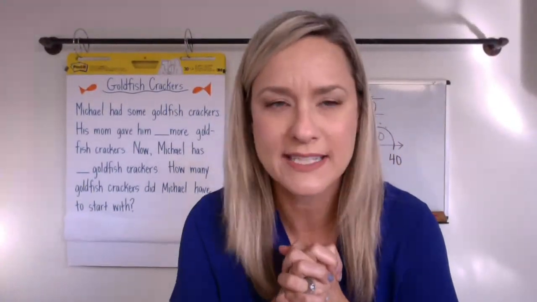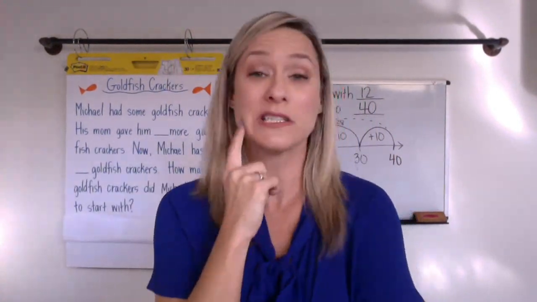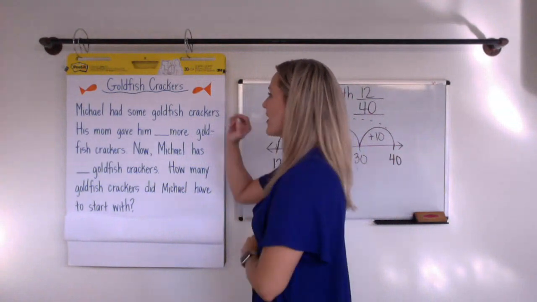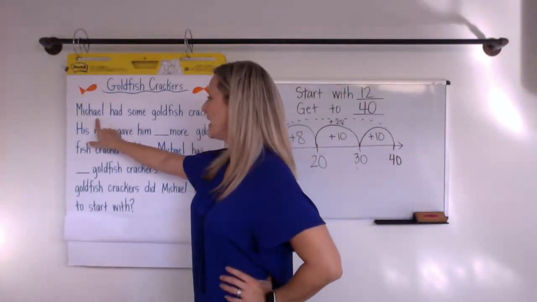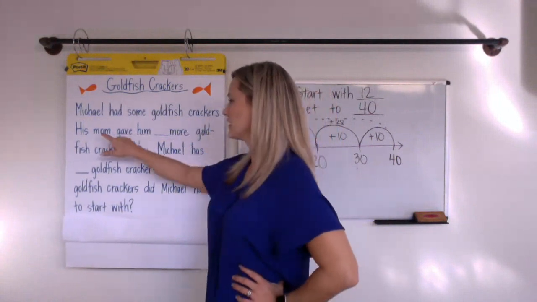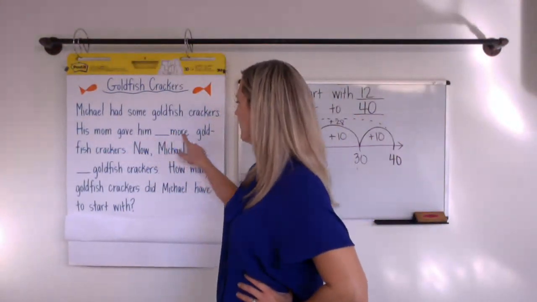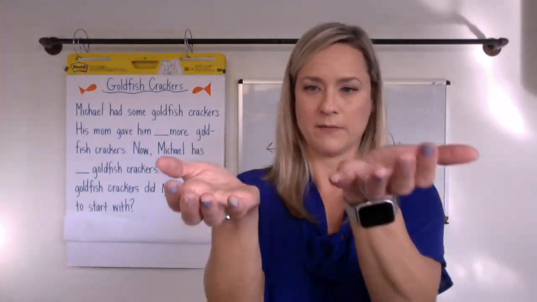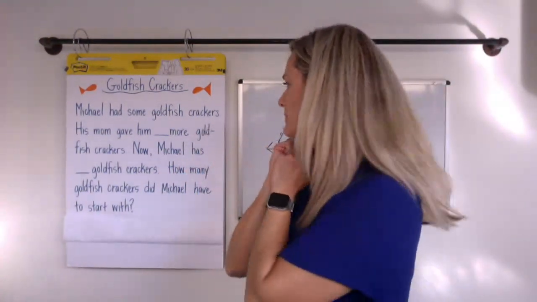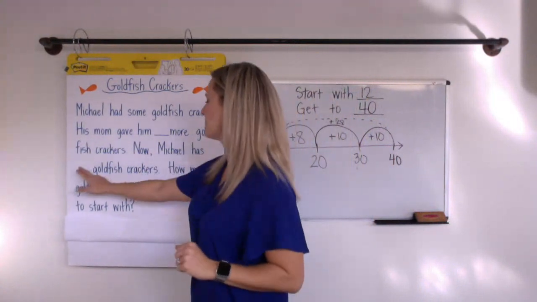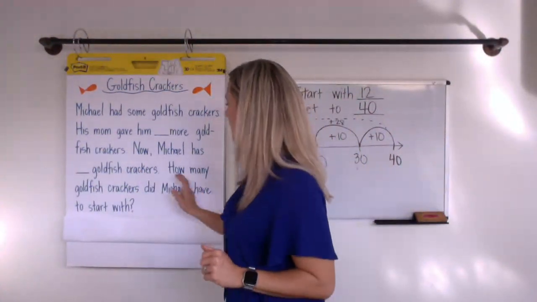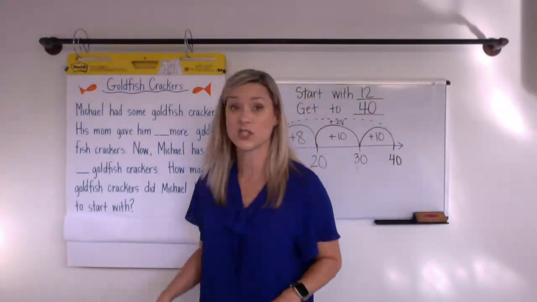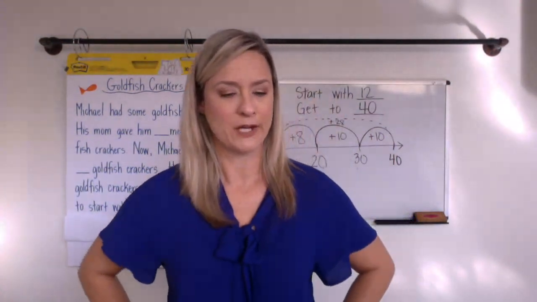Okay, Goldfish crackers. Who likes to eat these? Me. You know who else likes to eat these? Chip. Chip loves them. All right, here we go. Michael had some goldfish crackers. His mom gave him more goldfish crackers. Okay, so Michael had some goldfish crackers already. Then his mom gave him some more. Okay. Now Michael has goldfish crackers. Okay. How many goldfish crackers did Michael have to start with? We're not going to know the starting number.